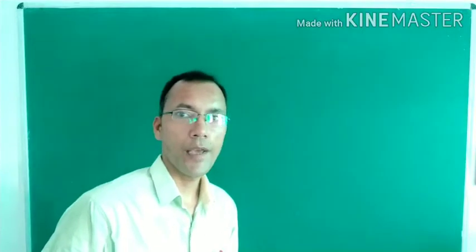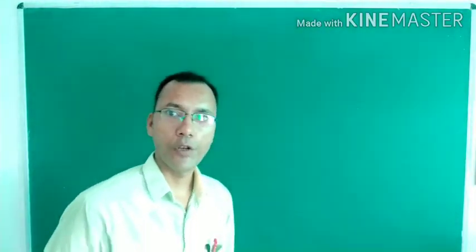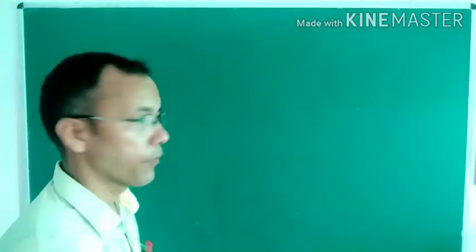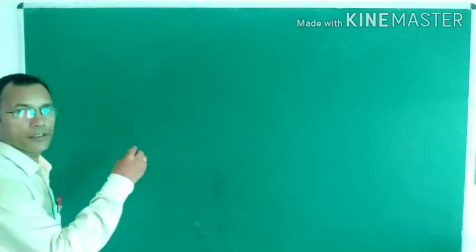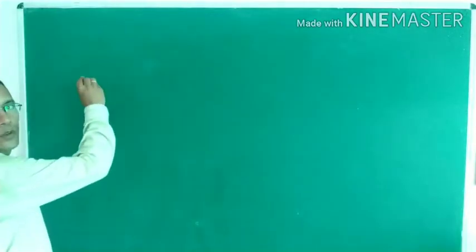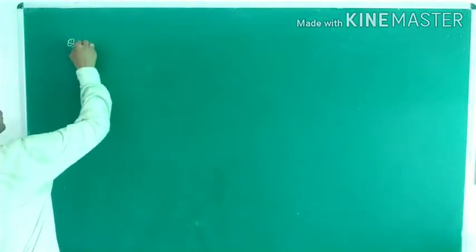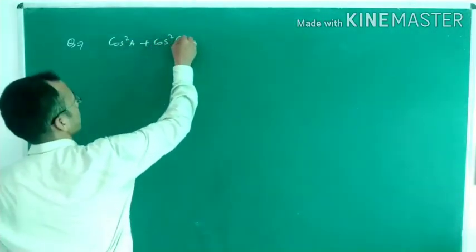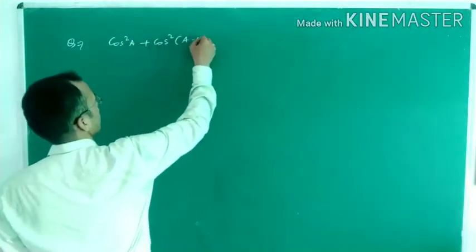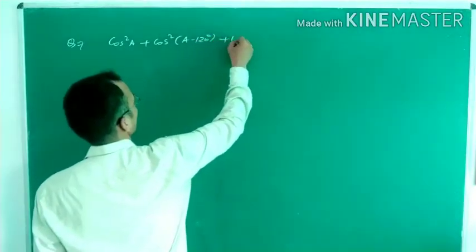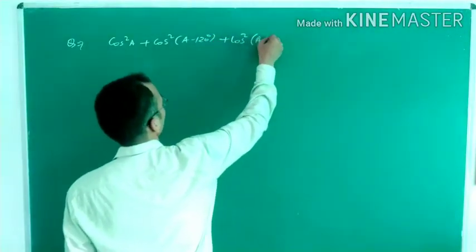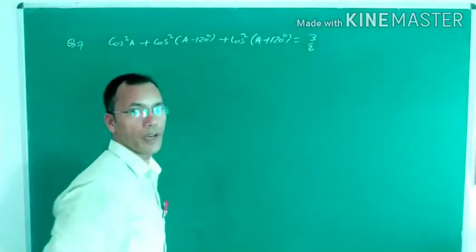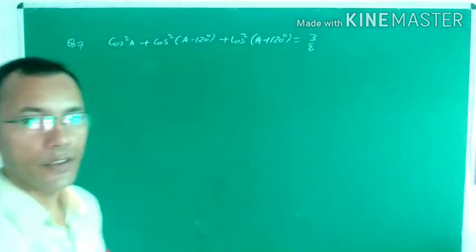In previous sessions we have solved some problems. Today we are going to solve another problem, a trigonometric problem. The question is: cos square A plus cos square (A minus 120 degrees) plus cos square (A plus 120 degrees) equals 3 by 2, which we have to prove. So that is the question.